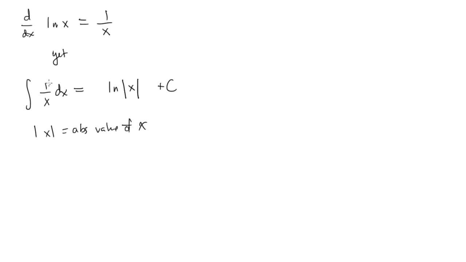1 over x as a function has domain everything but 0. Log x as a function has domain everything that's positive. So if you take the derivative of log x, you're already assuming that x is positive, and so this 1 over x is technically only valid for x positive. However, with this integral, the original function that we start with, 1 over x, is valid for x non-zero.